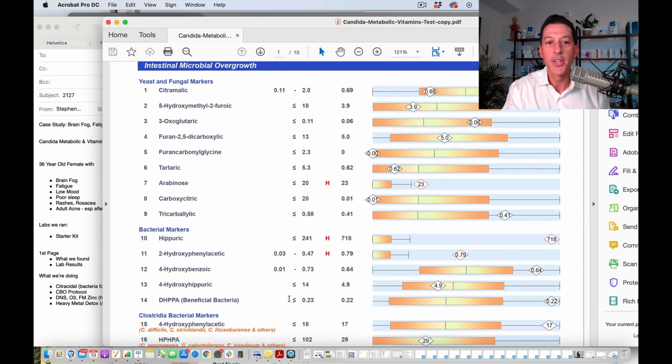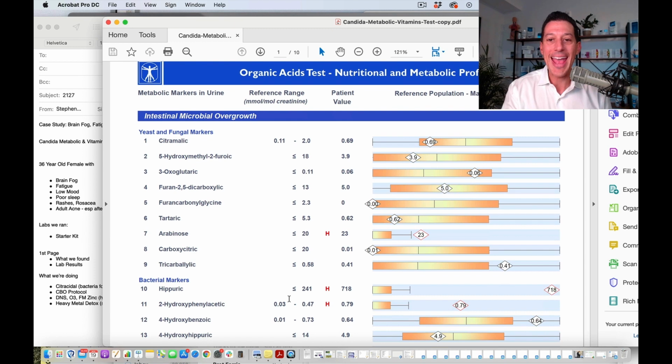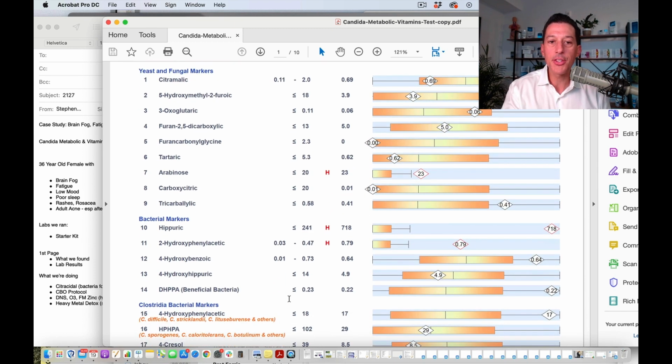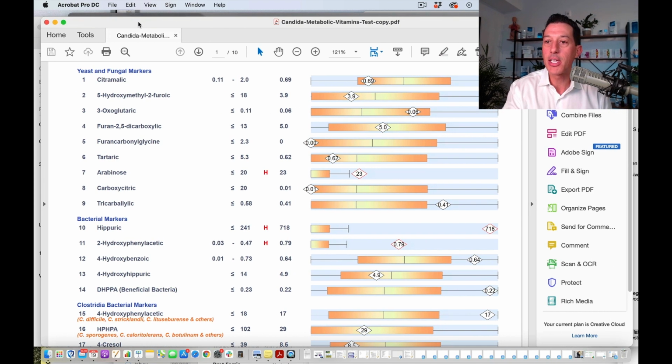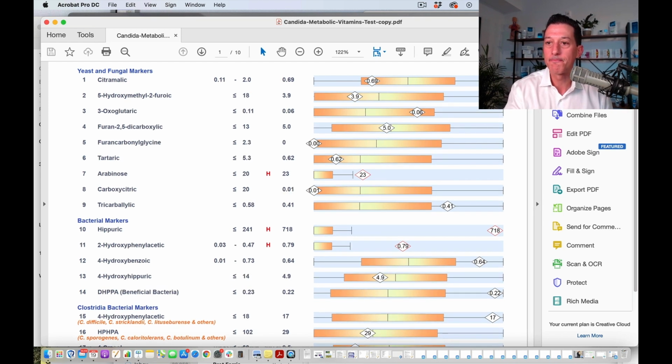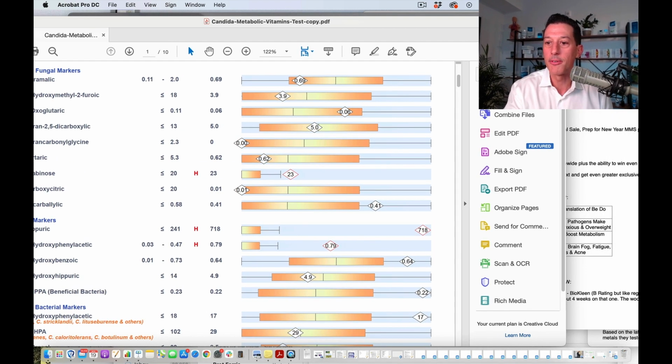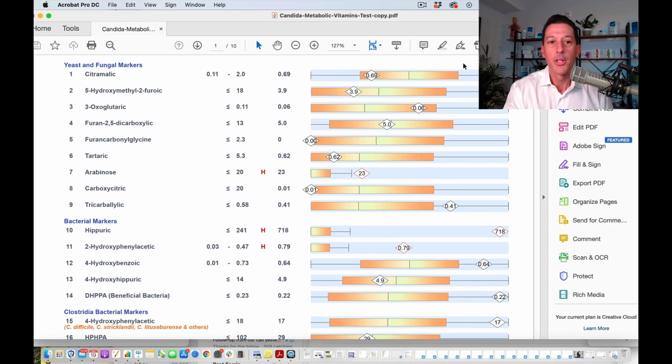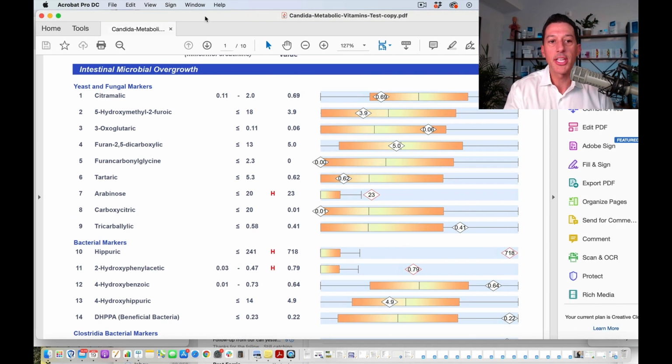So let's get started. This is also called the organic acids test. And the first 9 markers we're looking at are for yeast and fungal overgrowth. Let me see if I can increase this just a bit in terms of the size, and then you'll be able to see it to a greater degree. Okay. So the first 9 markers that we're looking at are the yeast and fungal markers.